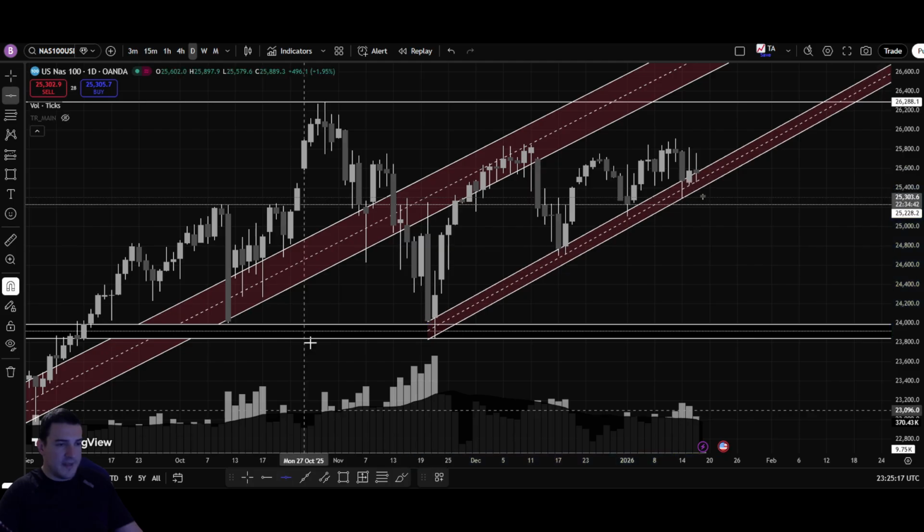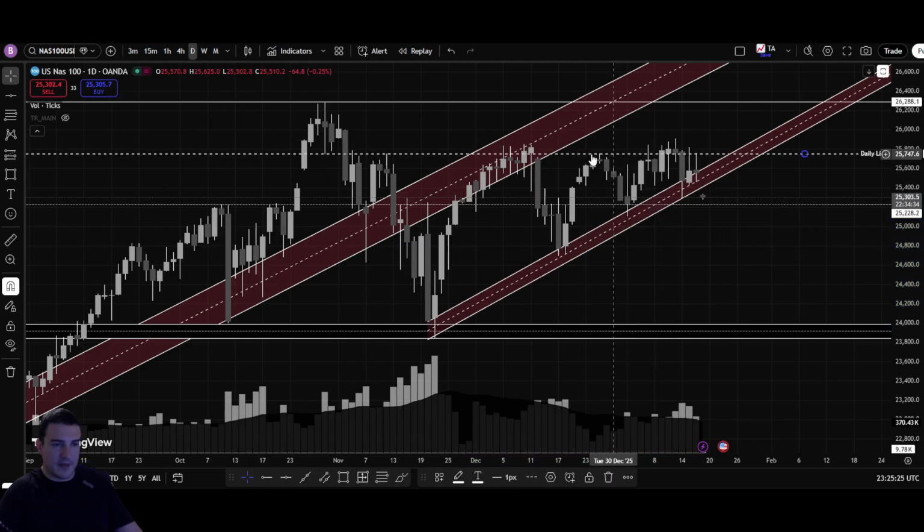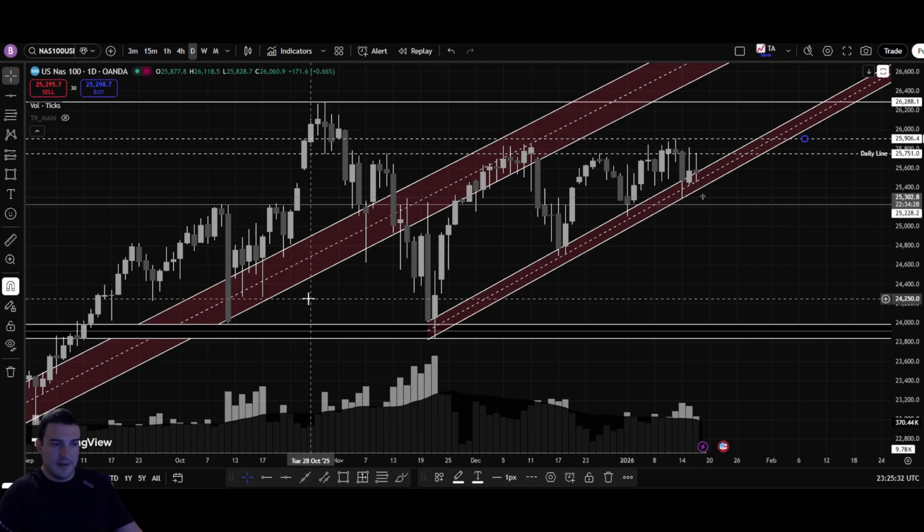And we'll mark a couple daily areas. There's one. This one's important. Mark it as daily, but you can see it was here and the top here. We'll put one there as well.